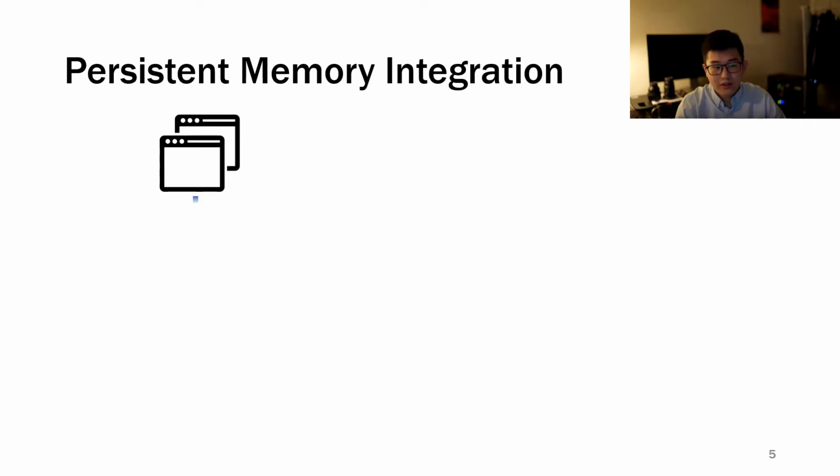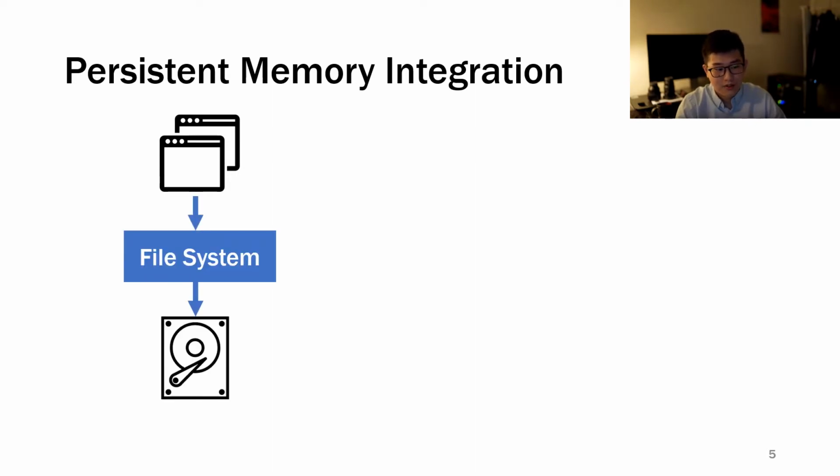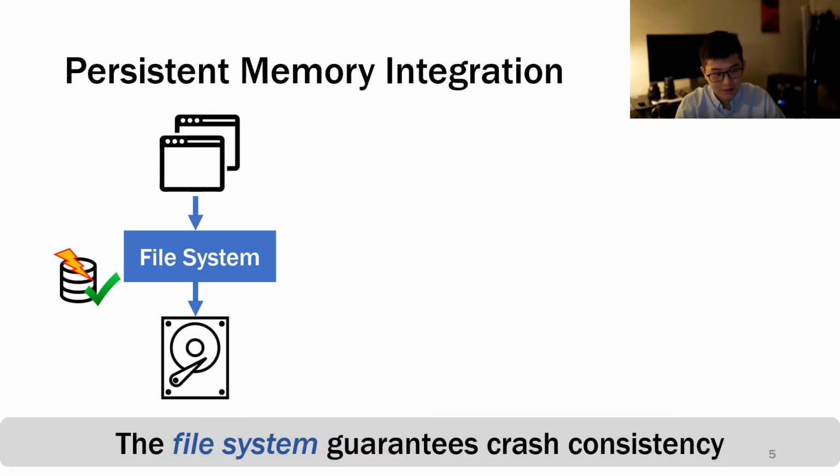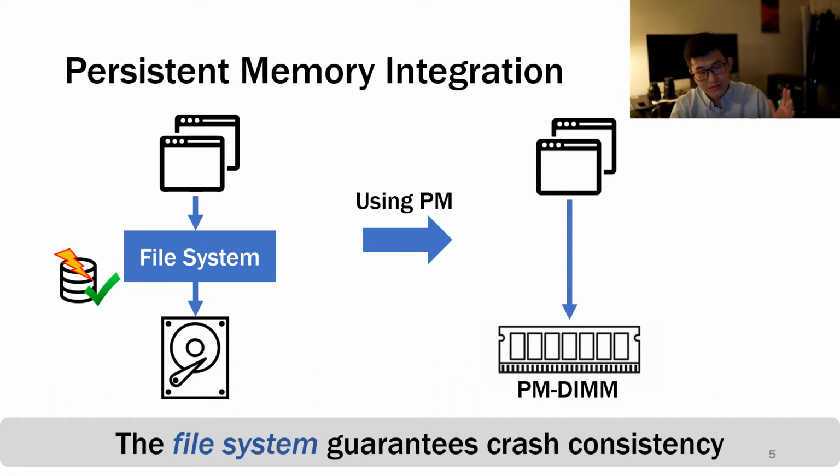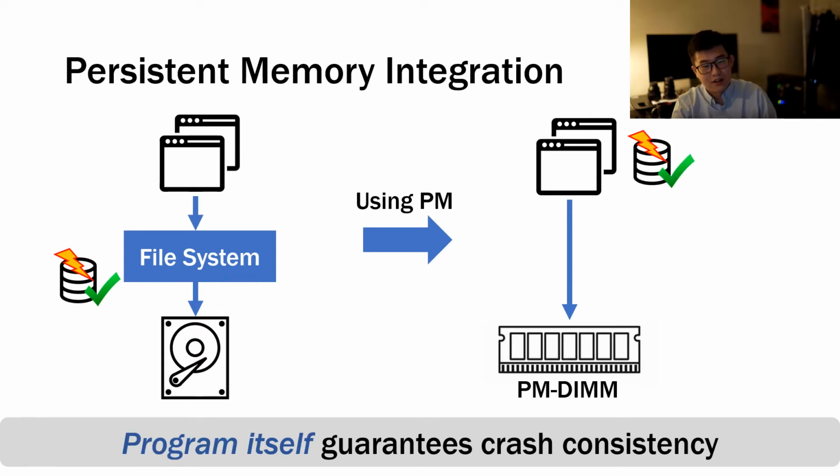Conventionally, the software accesses the file system for the persistent data stored on the disk, for example, and the file system maintains the crash consistency mechanism to guarantee the program can recover in case of failure. Okay, now we have persistent memory. Then it seems like file system is unnecessary because the persistent memory provides the opportunity of direct data access, right? But the downside is the program itself needs to guarantee crash consistency by embedding the previous mechanism in the file system.